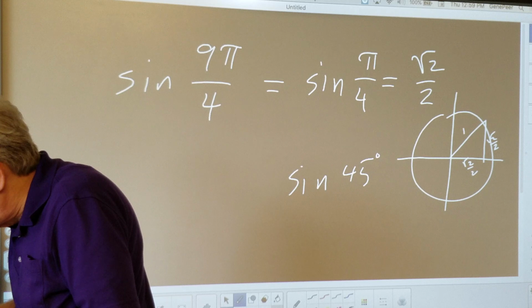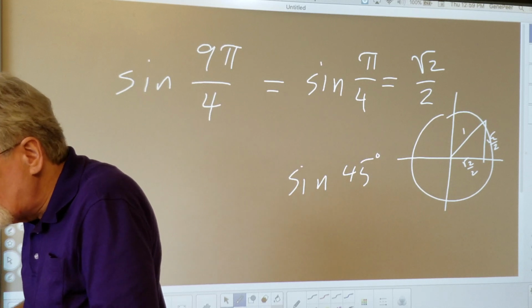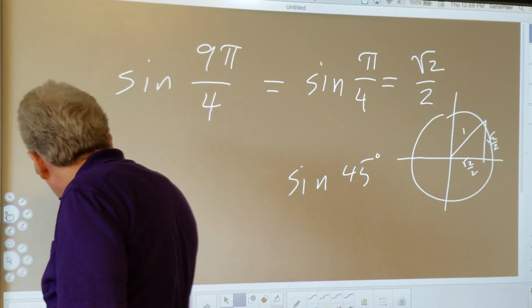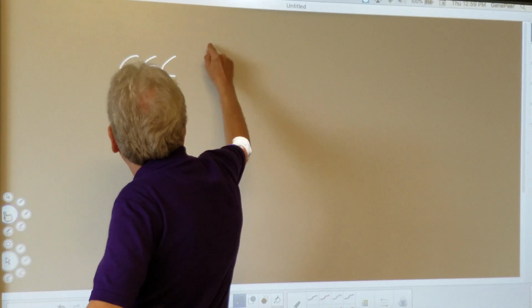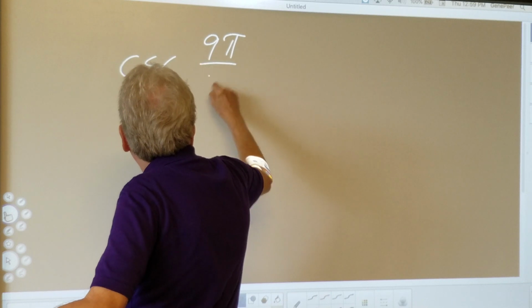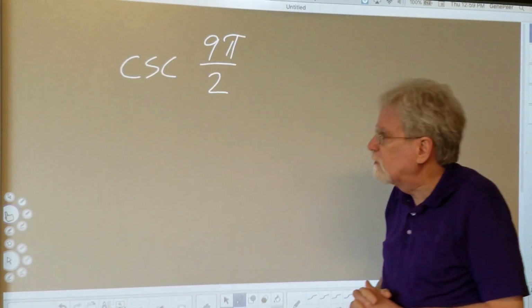Confirming that I didn't mess it up. Yep, that is correct. Number 22, we have cosecant of 9 pi over 2. So the big question is, what does this boil down to?